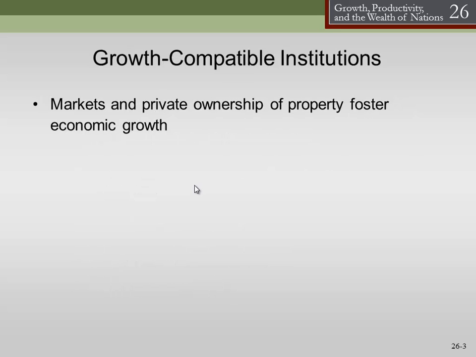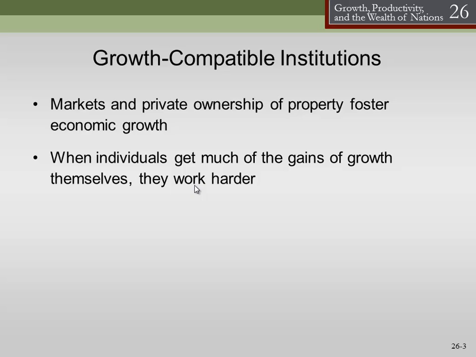First off, growth-compatible institutions. All right, some of the most important things that we can have are these institutions or these formal and informal rules that we use to organize our society. Well, first of all, markets and private ownership of property fosters economic growth. Why? Because it creates the ability to become wealthier based on the ability to do something better than others. So it creates this incentive to create a new product and then market it.